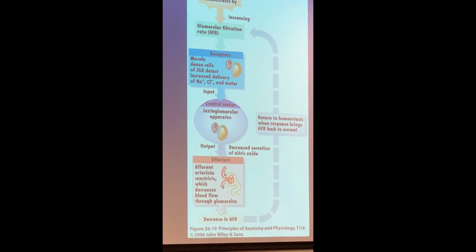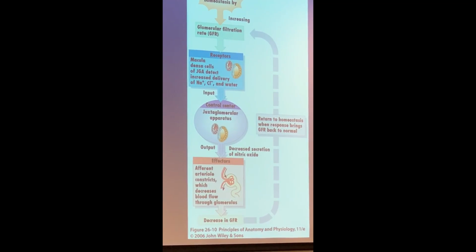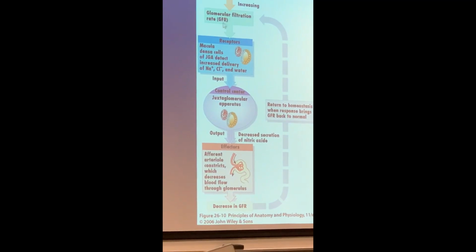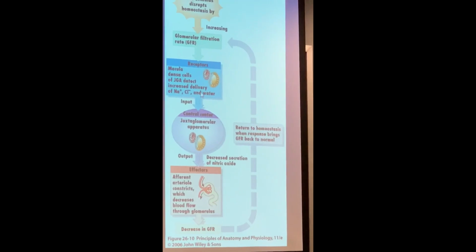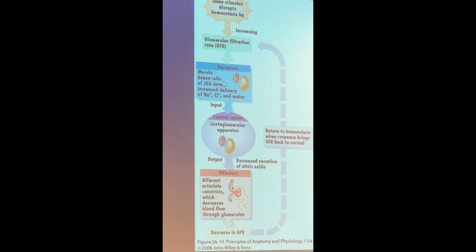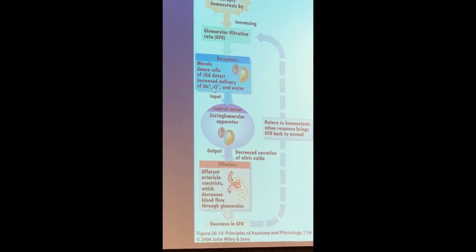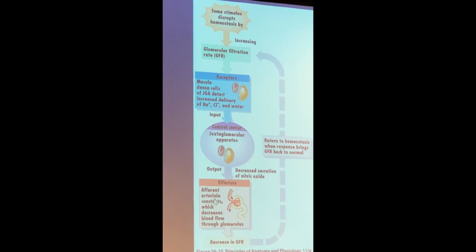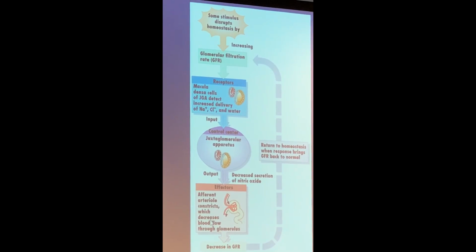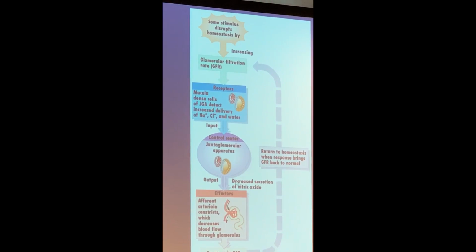Okay, so here's tubuloglomerular feedback. Something disrupts by increasing GFR. They detect increased delivery, right? So if it's going too fast, too much, there's increased delivery of sodium chloride. The afferent arteriole constricts, blood flow is decreased, and it runs back to normal.